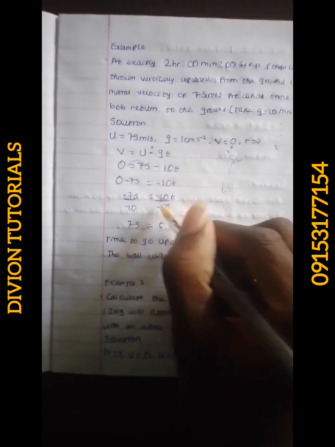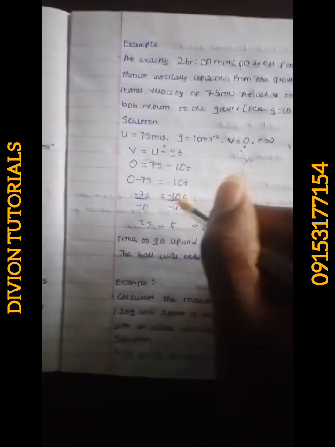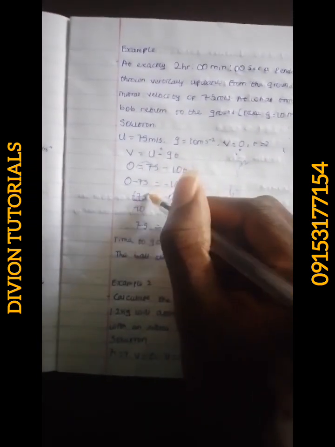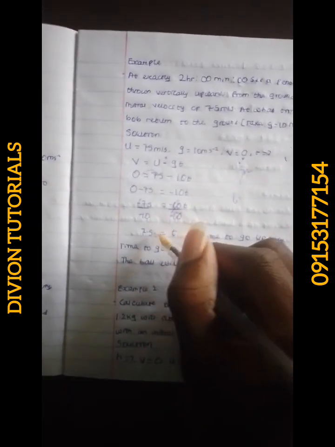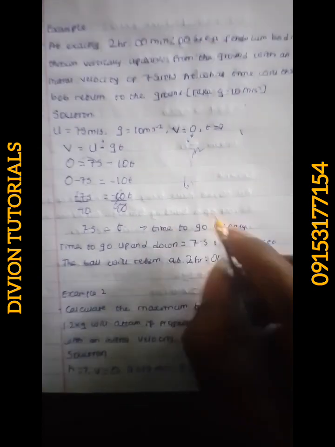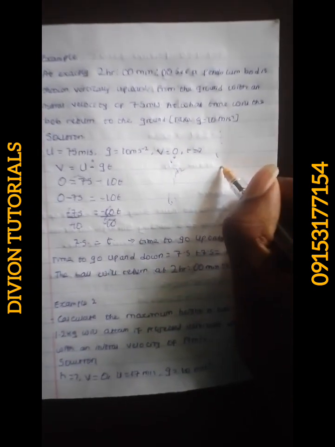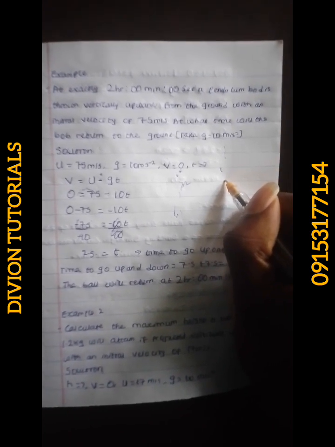Divide both sides by minus 10. Minus 10 will cancel minus 10. Minus cancels minus. 75 divided by 10 is what? 7.5 seconds. See what I write here? The time to go up is 7.5 seconds. But they're asking at what time will the ball return to the ground.